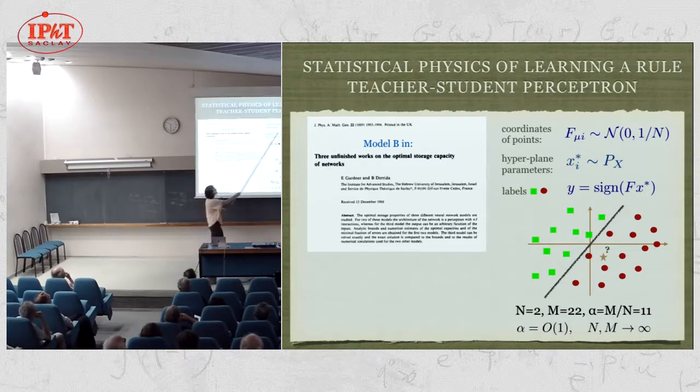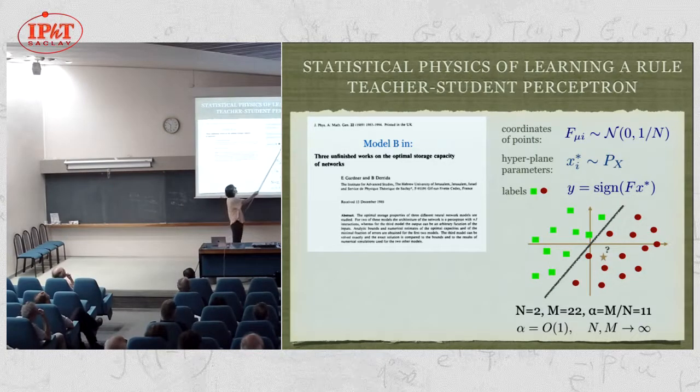F will be the data. It's a matrix with two indices. The index mu will be indexing different pictures, different samples. The index i would be the dimension, the number of pixels in every picture in the analogy. But in this model, we will be taking the matrix F to be IID with 0 mean and variance 1 over n. So every element of this matrix is just a random number.